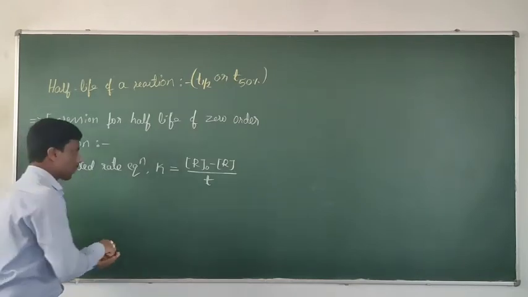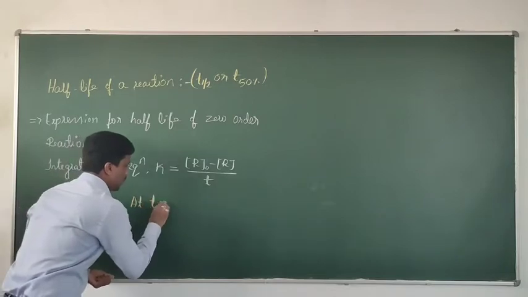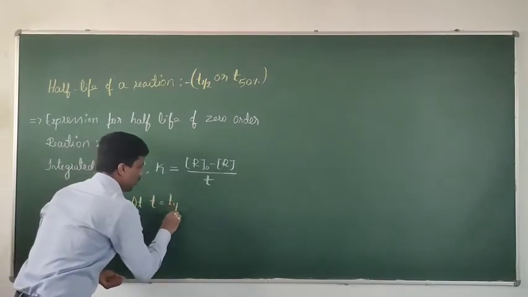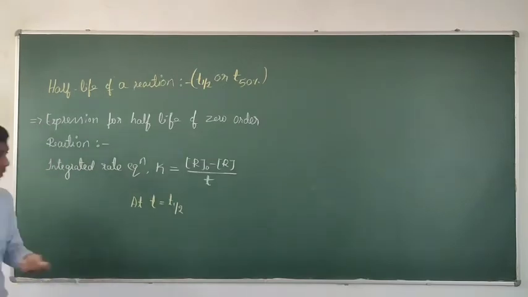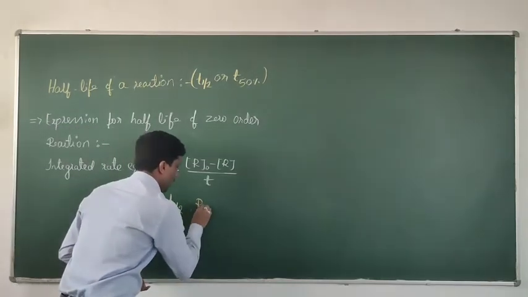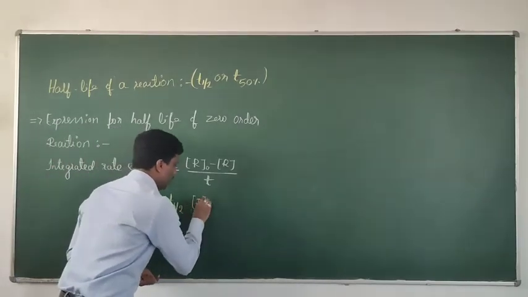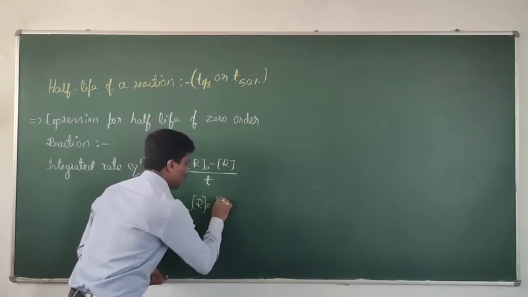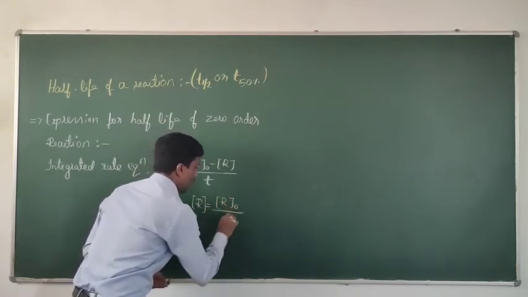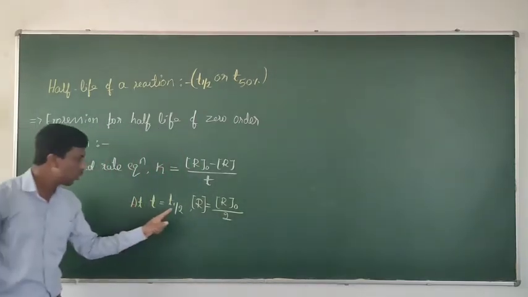Okay, now at t is equal to t half, or 50% consumed, R is equal to what? R is equal to R naught divided by 2. 50% is consumed. T is equal to t half means what?